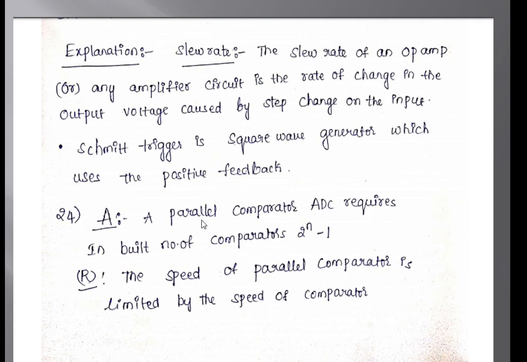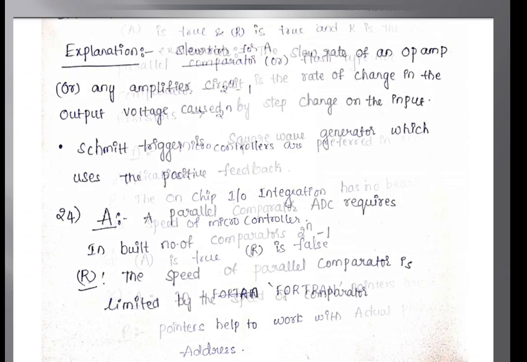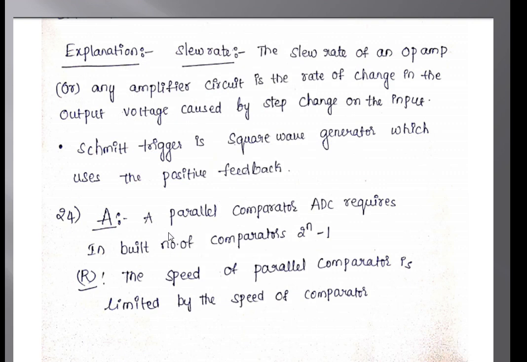The next question: a parallel comparator ADC requires an inbuilt number of comparators of 2 power n minus 1, and the speed of the parallel comparator is limited by the speed of the comparator. The parallel comparator is also called the flash converter. For the flash converter we require 2 power n minus 1 comparators. This is correct. The flash converter ADC is the fastest type of ADC, and the disadvantage of the flash converter is that it is expensive.